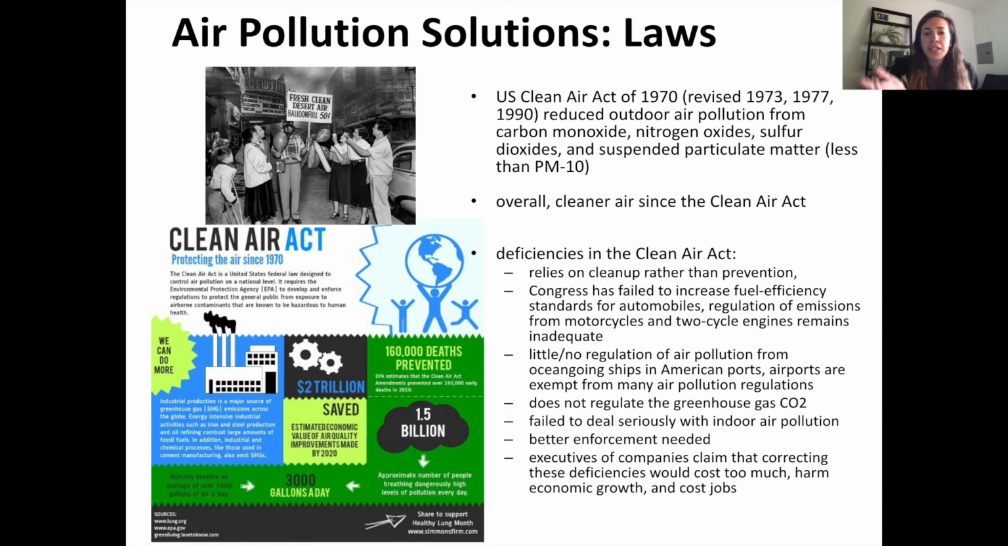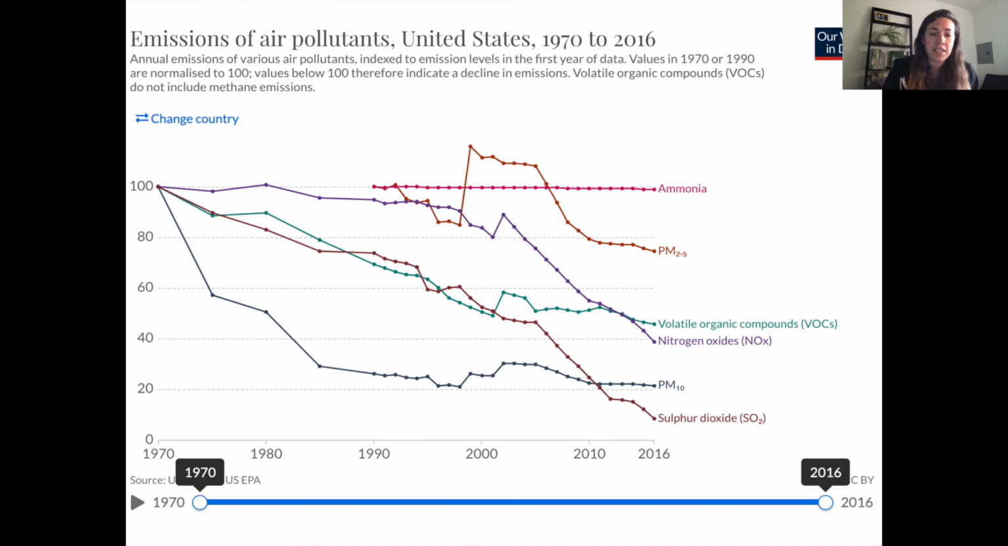But you can sort of read some of the deficiencies. There's less prevention and more cleanup. There's not a lot of enforcement for companies that violate these things. But there has been some significant effects. So here we see from 1970 to 2016, over time, particulate matter, for the most part, has dropped. NOx have dropped, sulfur dioxide has dropped, etc. So the Clean Air Act has had some really good effects.